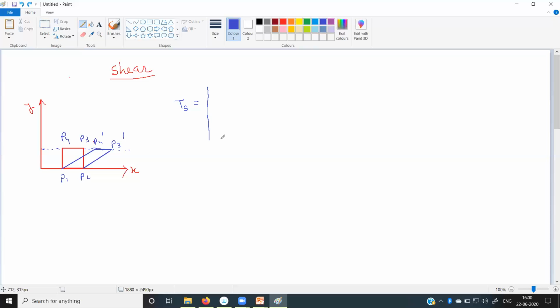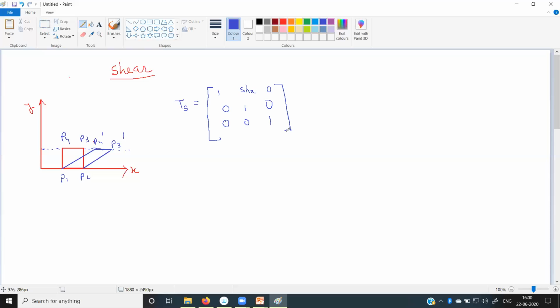The transformation matrix will be 1, SHX. So SHX is the shearing factor. That means how much you need, I want to shear along the x direction. Then 0, 1, 0. So here you can see we are not changing the y value. So for P1, P4 and P4 dashed, the y value remains the same. And similarly for P3 and P3 dashed, the y value remains the same. Fine. So here we are not changing the y.